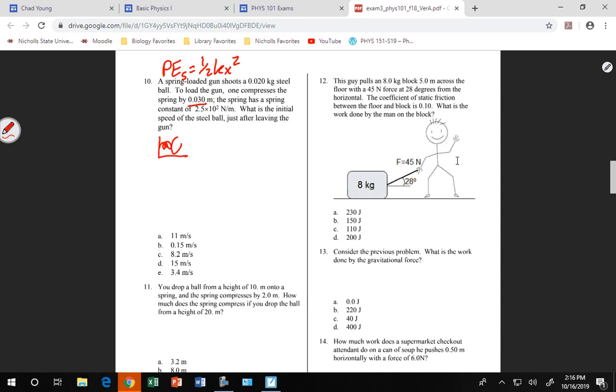I have this spring all loaded up. It's like in the lab. And then it shoots. The spring decompresses. It goes back to its equilibrium position, and the ball gets some velocity. Just like with the roller coaster, I want to know what kind of energy it has.